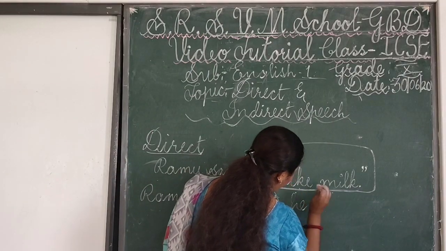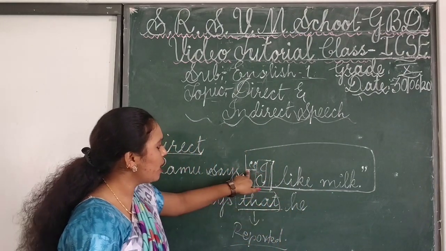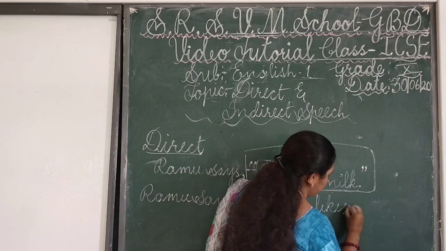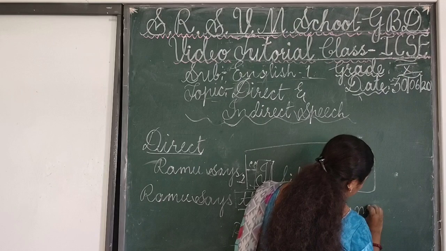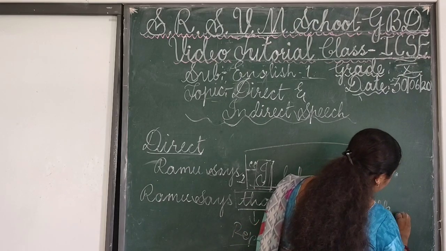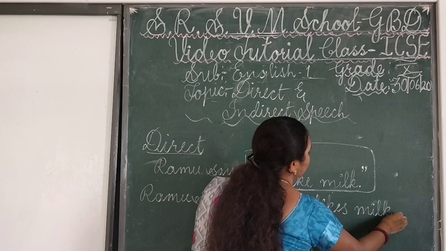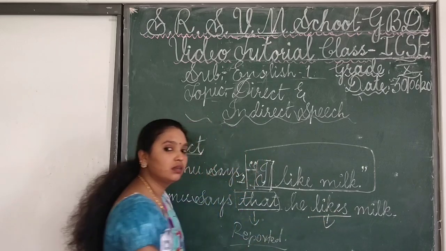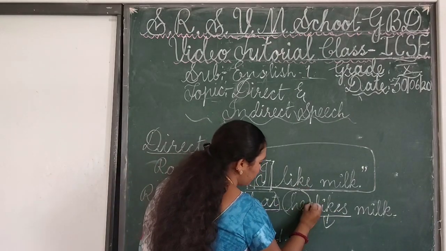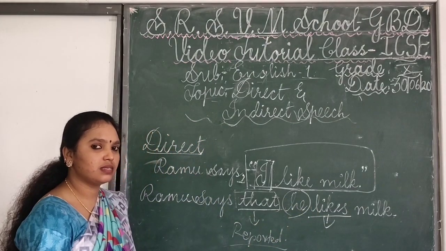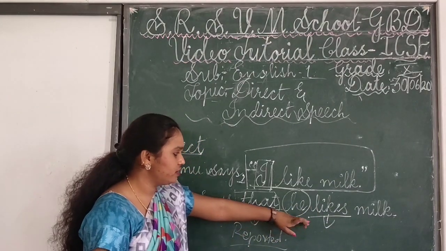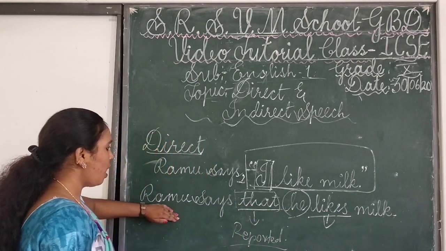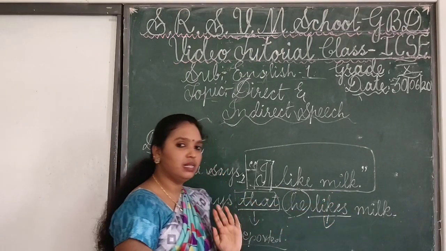Ramu says that he likes milk. See, I am not giving any comma or any inverted commas here. I just end the sentence with a full stop. That's it. He likes milk. Why should I use "likes"? Yes, "he" is singular here and every day he does the work. He likes every day. Clear? So, he is singular. Therefore, I use "likes" here. So, now: Ramu says that he likes milk.